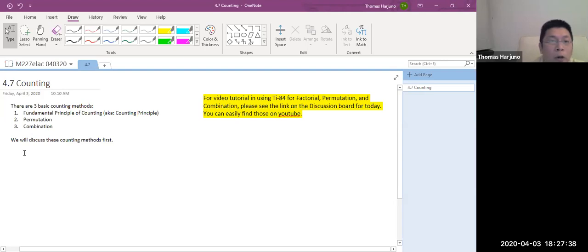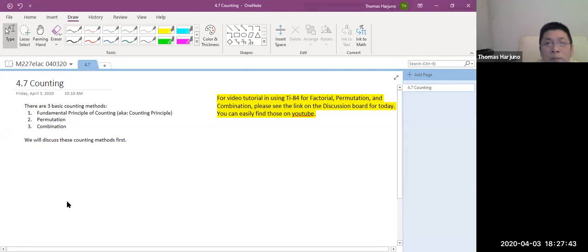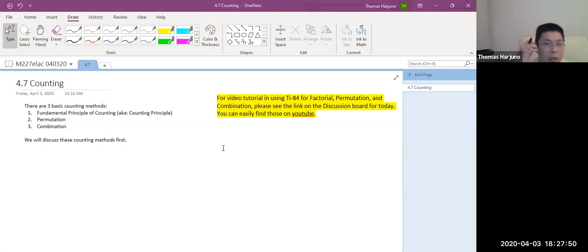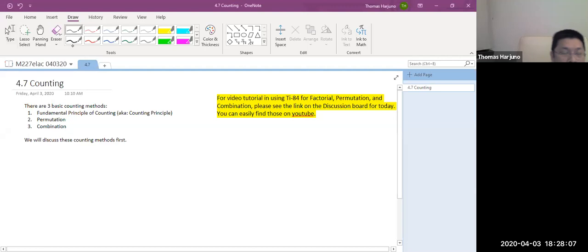Okay, now we have three basic counting techniques that we need to learn. The first one is the fundamental principle of counting. We also call that the counting principle. It actually has a lot of other names: fundamental theorem of counting, counting theorem, counting techniques. But here I will use fundamental principle of counting. Now, of these three tools, these three methods, there could be some confusion about when to use which one.